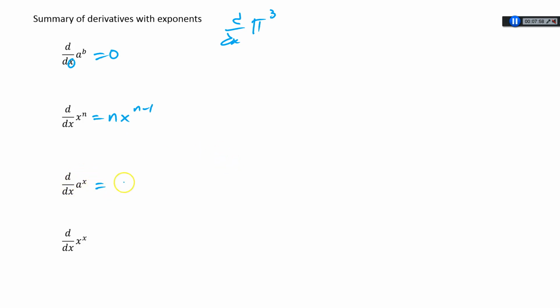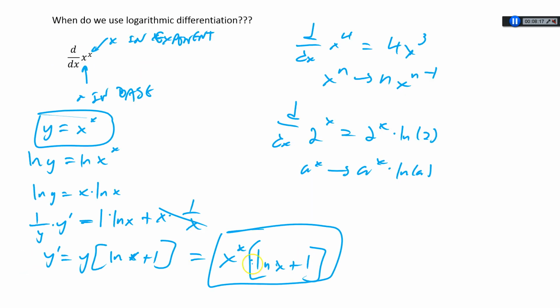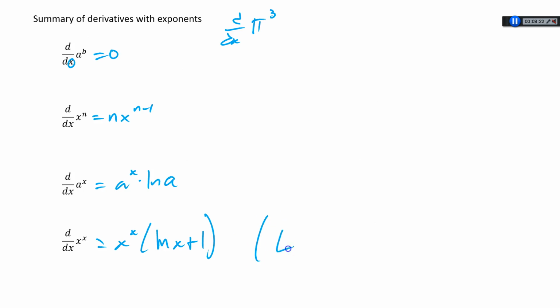Derivative of a to the x. Leave the a to the x alone, just like if it were e to the x, then we multiply by ln a, excuse me. If it was e to the x, it's ln of e, and it would just be nothing there. X to the x, we just did this one. It was x to the x times, what was it, ln x plus 1? I think that's what it was. Let me double check. Ln x, yep, plus 1. And we did that by using logarithmic differentiation.